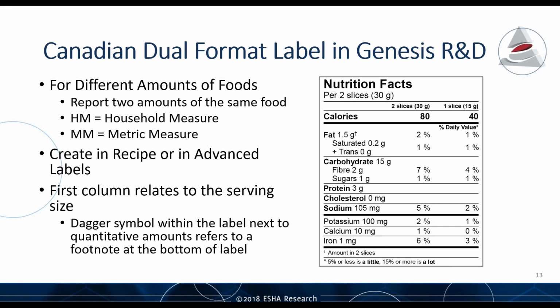Thanks, Ben. And then one other thing I wanted to mention on this, while we're looking at this slide, you can see there's a dagger symbol. So with the Canadian dual format, there's a dagger symbol connected to the quantitative amounts in that first column. So quantitative amounts are connected to that first serving size, and the dagger refers down to that footnote at the bottom of the label that further describes that the quantitative amount is connected to this amount, just reinforces the information that's displayed there.